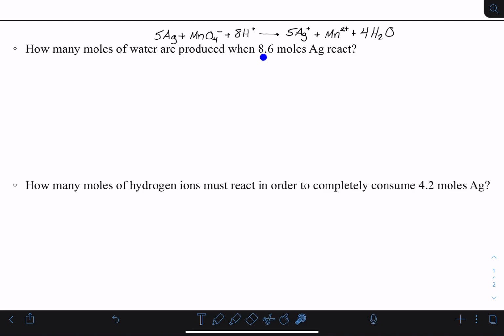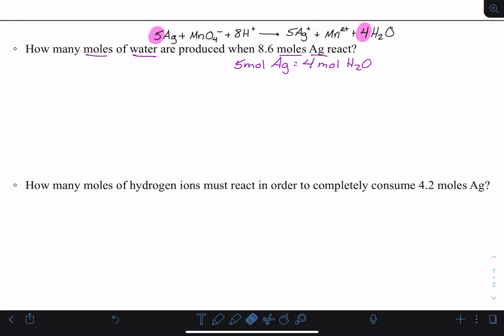So this is where the conversion factor method is often more straightforward, I think. So we're asked how many moles of water are produced when some number of moles of silver react. So those are the two things that we want to relate here. So if we pull in our coefficients for those two things, we have 5 moles of silver react to produce 4 moles of water. So that's our conversion factor. That 5 moles of silver produces 4 moles of water.